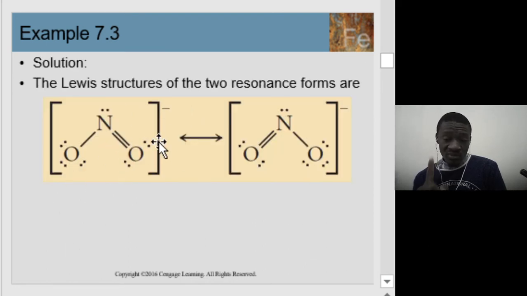So this is what it's going to look like. And always remember, when you're drawing your Lewis structure, if you have an ion, put it in brackets and indicate the charge. Never forget to do that.